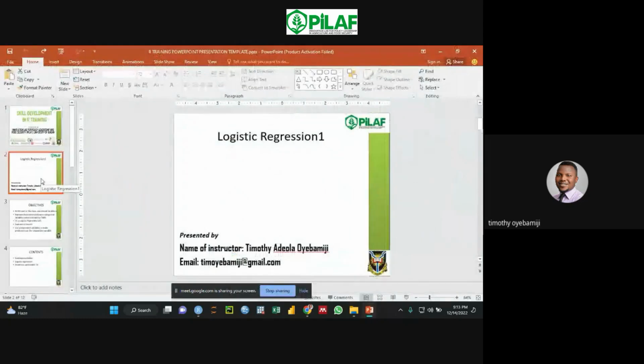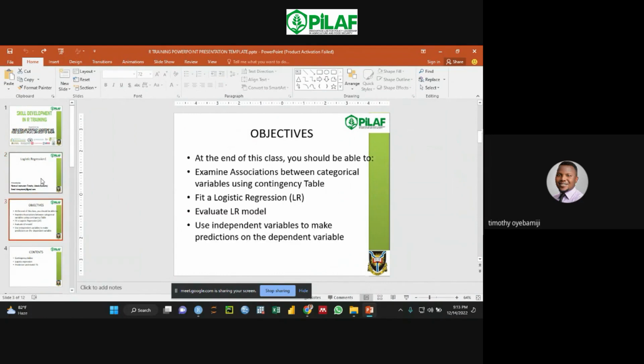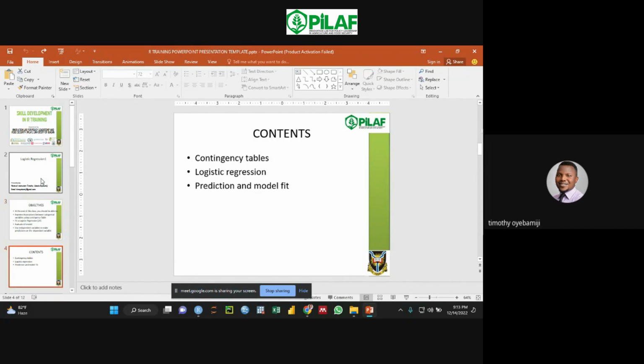Today we are starting a journey on logistic regression, and we'll be looking at simple logistic regression and multiple logistic regression. Now, the objective of this class is that at the end of it, you should be able to examine association between categorical variables using a contingency table, fit a logistic regression, evaluate a logistic regression, and use independent variables to make predictions on the dependent variable, using the logistic model.